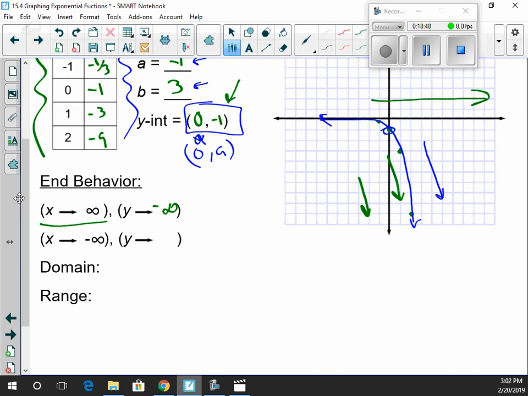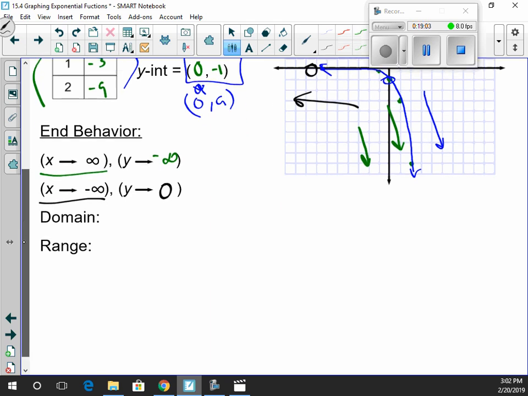As we head in the negative x direction, what happens? Well, our y values never get positive, but they get really, really close to 0, just like the other ones get close to 0.